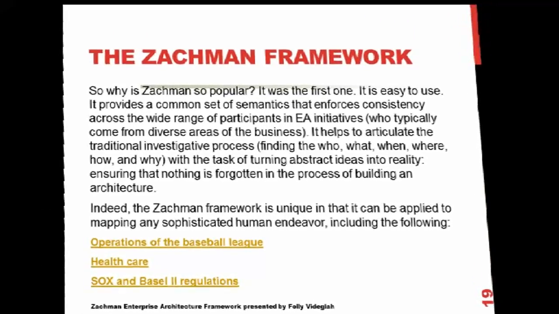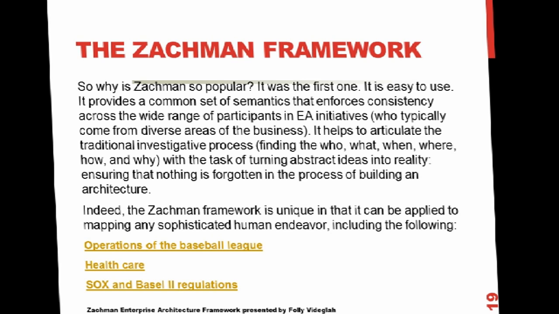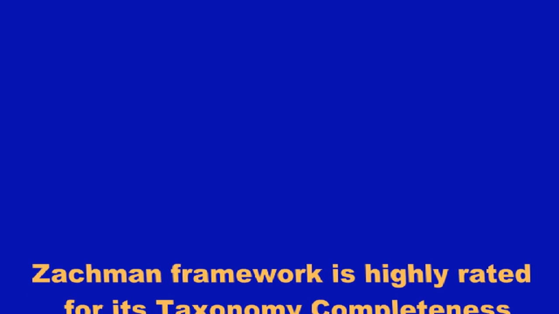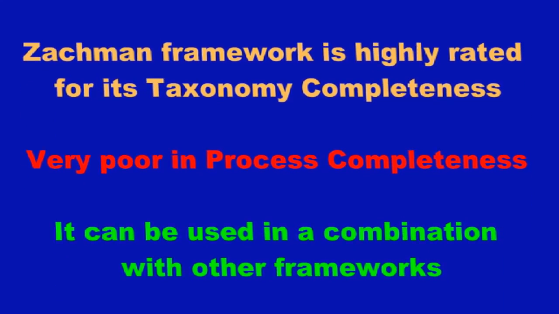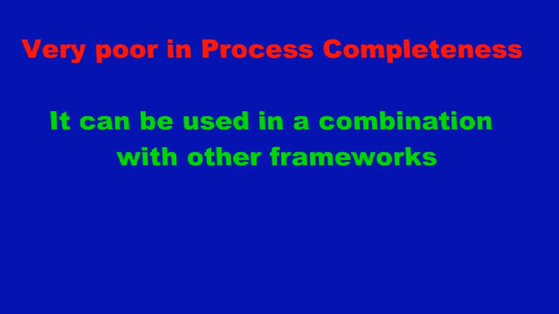So why is Zachman so popular? It was the first one, and it's easy to use. It provides a common set of semantics that enforces consistency across the wide range of participants in the enterprise architecture initiative. The Zachman framework is highly rated for its taxonomy completeness, but very poor in process completeness. It can be used in combination with other frameworks.